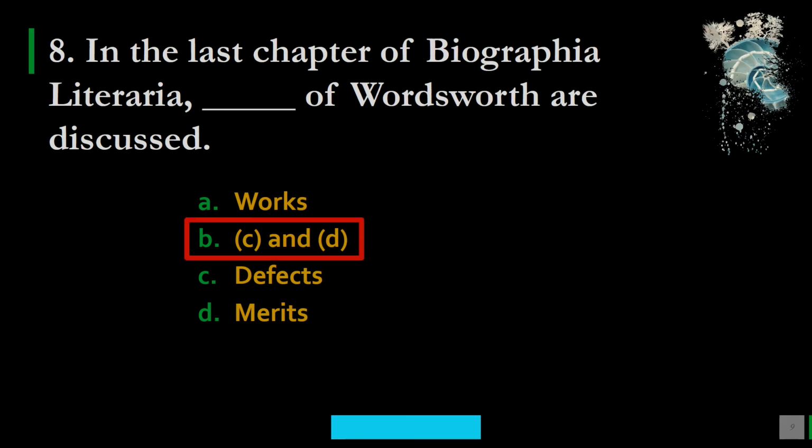Means if you look at this last chapter, you find S.T. Coleridge talks about defects and merits of William Wordsworth, his theory. So he talks about the negative points and positive points regarding Wordsworth's theory of poetry. For example, he talks about diction, simple language, style, etc. The same things he has elaborated in the 22nd chapter of Biographia Literaria.